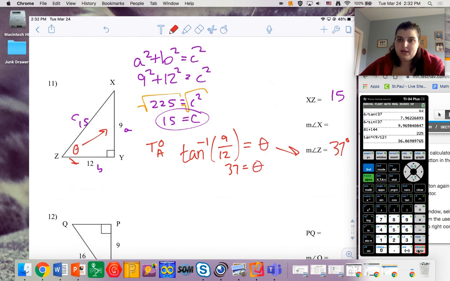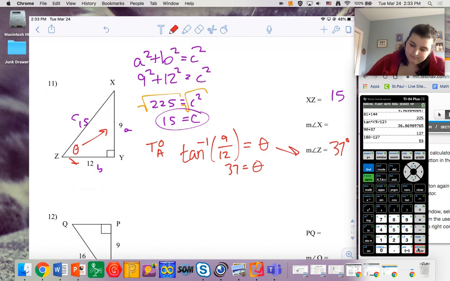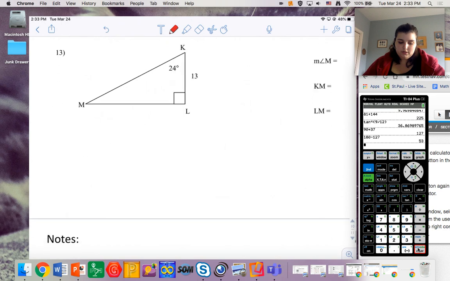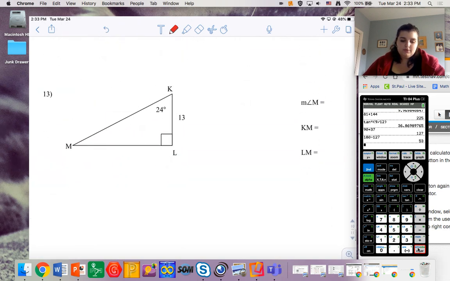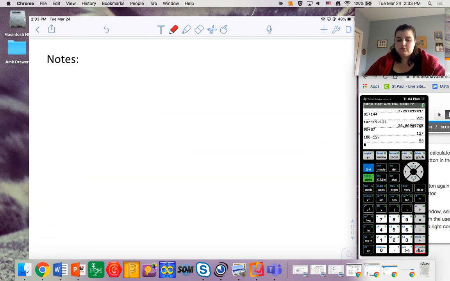Now I can find X by adding together 90 and 37 and subtracting that from 180. Cool. All right. There's a key in the folder if you want to go ahead and look at these other two. If you need to take some notes or summarize, there's some space at the bottom.